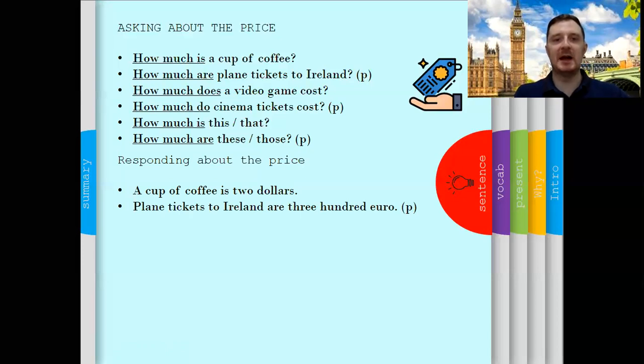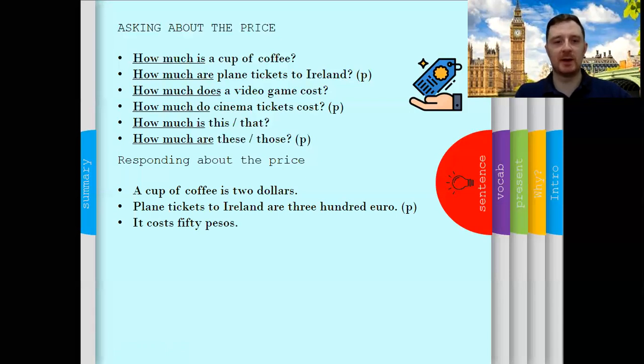So the second question, how much are plane tickets to Ireland? Just be careful with this one. This is a plural noun. So we need to say plane tickets to Ireland are 300 euro. 300 euro, a bit expensive. So the next one, how much does a video game cost? And for example, it costs 50 pesos.